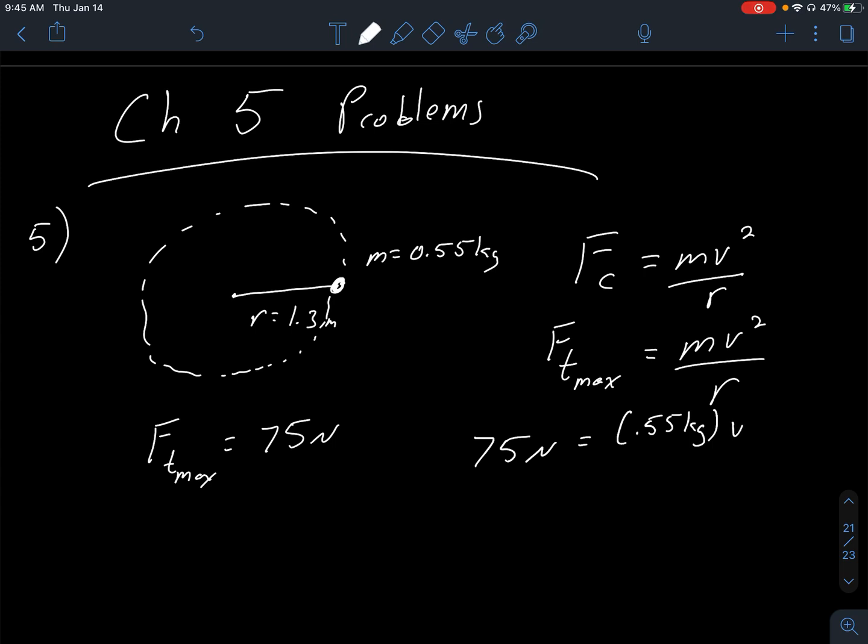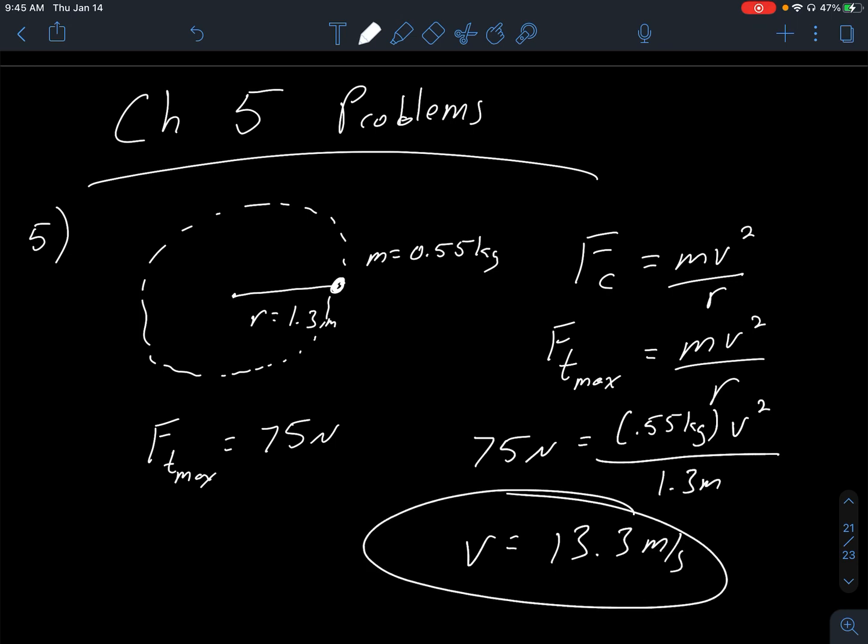And we're solving for the velocity. Don't forget to take that square root in the end, and we have a radius. So plug that all in, and we get a velocity of about 13 meters per second. So level 2 problem, but not really all that difficult algebraically.